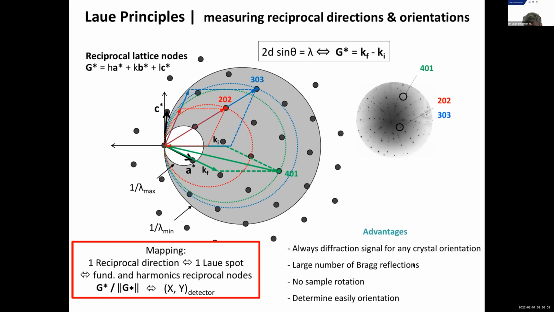For those who are very interested in having statistics, it's a nice asset. And also, you don't need to rotate the sample. As a conclusion, this is for sure an easy way to find the orientation. In the past, and I think in your studies at the university, you have used Laue diffraction just to orient a crystal before making other characterizations.